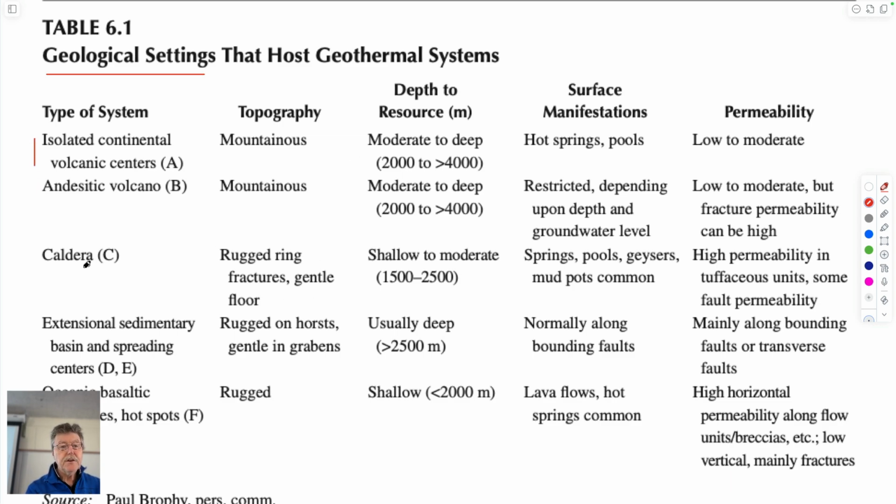I'm not sure this table is very useful. It's better for us to look at it on a schematic. They could be volcanic centers.